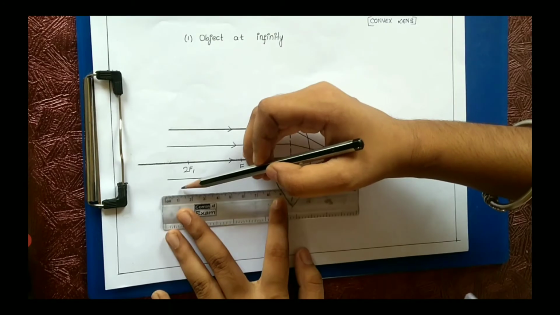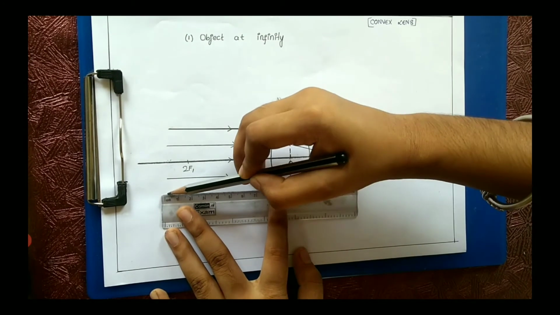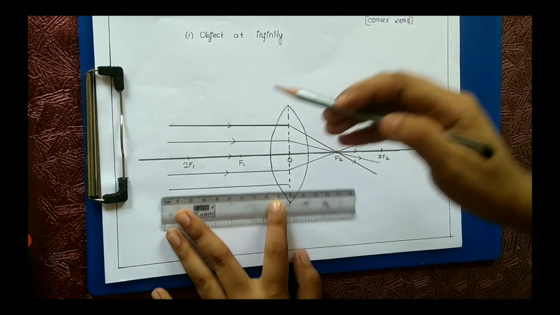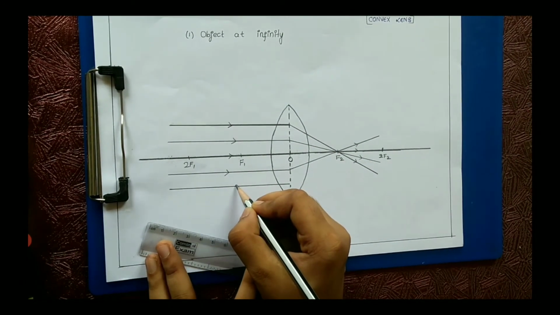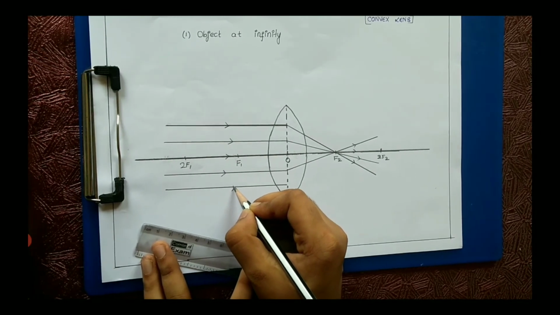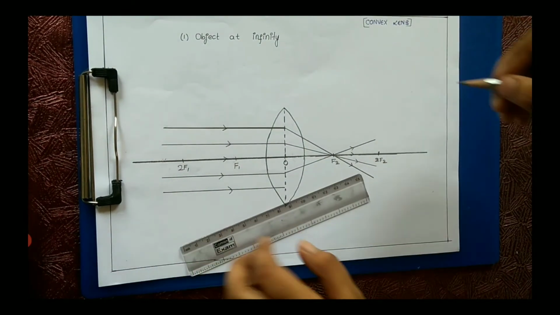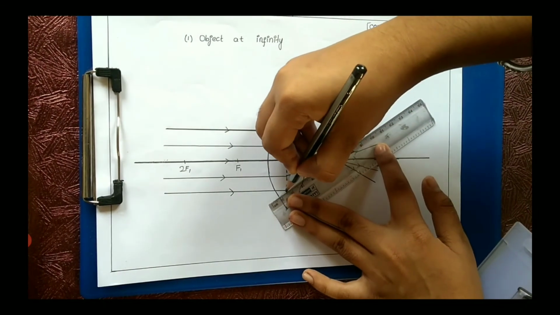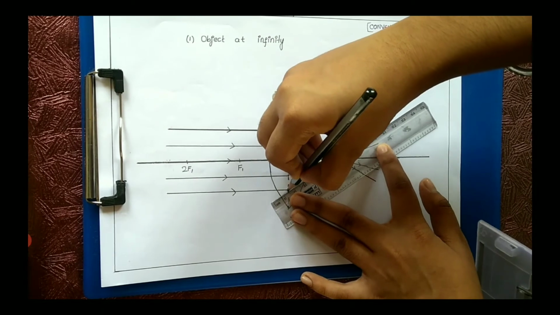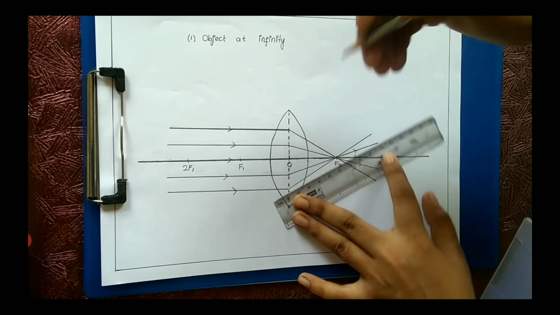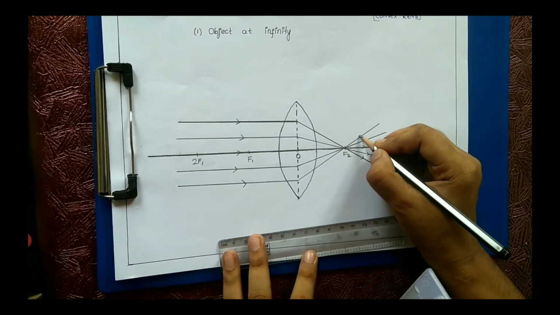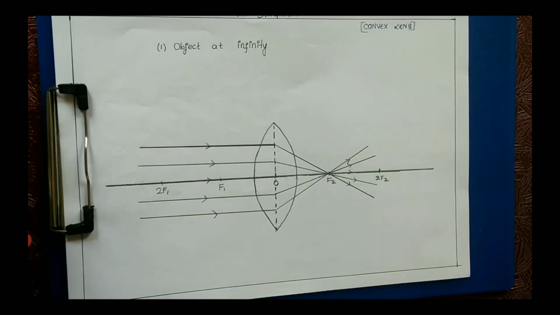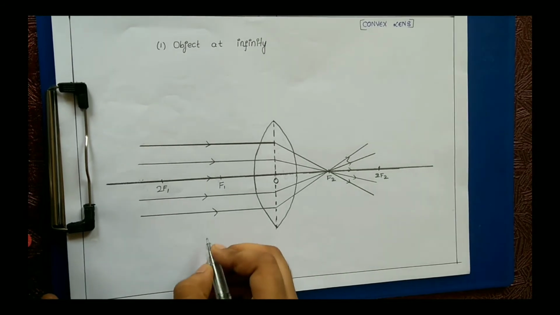So this is the refracted ray. Again you take one more ray that is also parallel to the principal axis. That ray also refracts and passes through F2, that is through the principal focus. As all these refracted rays pass through F2, you will get a highly diminished image at the principal focus of the convex lens. So F2 is the place of the image formation.